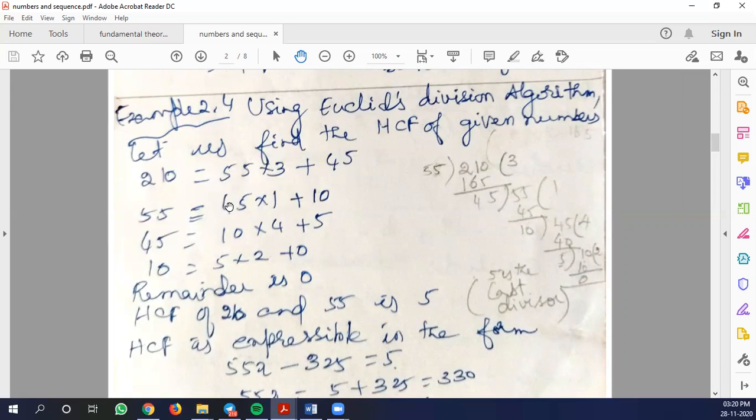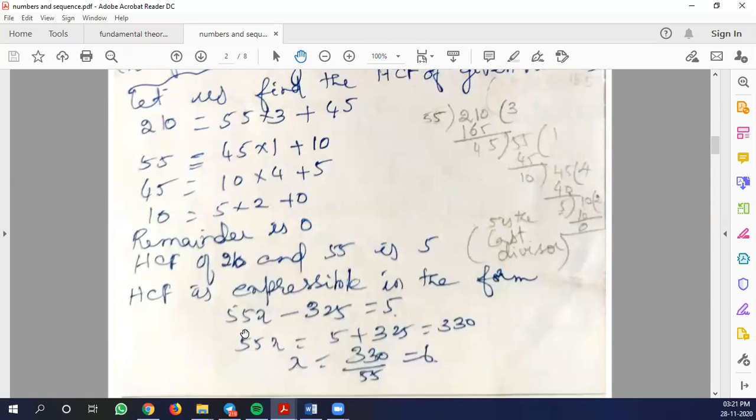Now you take this 45. 45 is equal to, divide 45 by 10. How many 10s are there? 4. What's the remainder? 5. Okay. Then you take this 10. So 10 is equal to, divide 10 by 5. How many 5s are there in 10? 2. What is the remainder? 2 5s are 10, the remainder is 0. So the HCF of 210 and 55 is the last divisor, here 5.